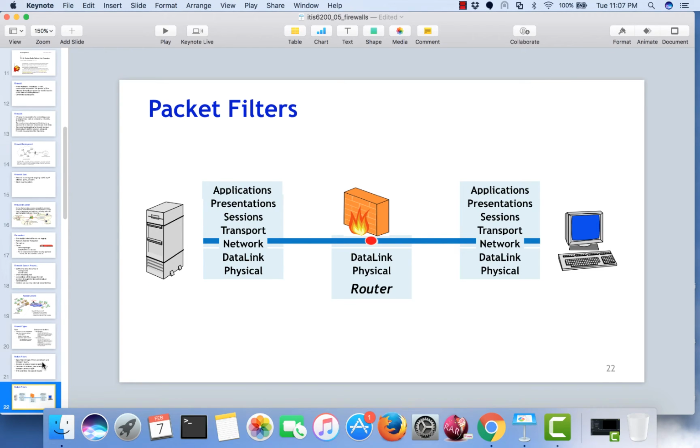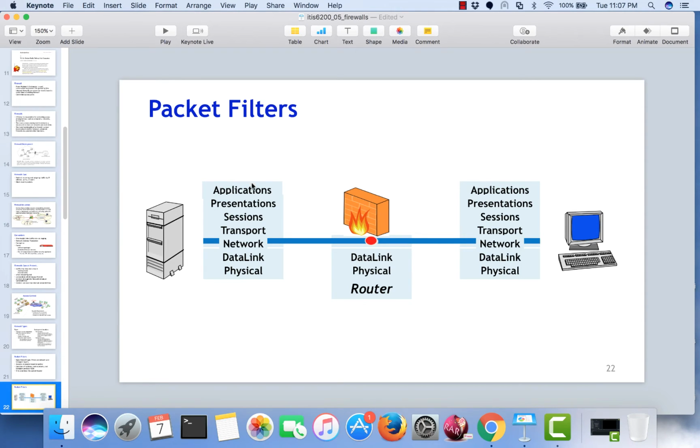So, a nice little diagram here. Again, this is the OSI model. So you have the application, the presentation, and session layers, and this particular firewall functions at the transport and the network layer. And so you can kind of see there the communication between the two.